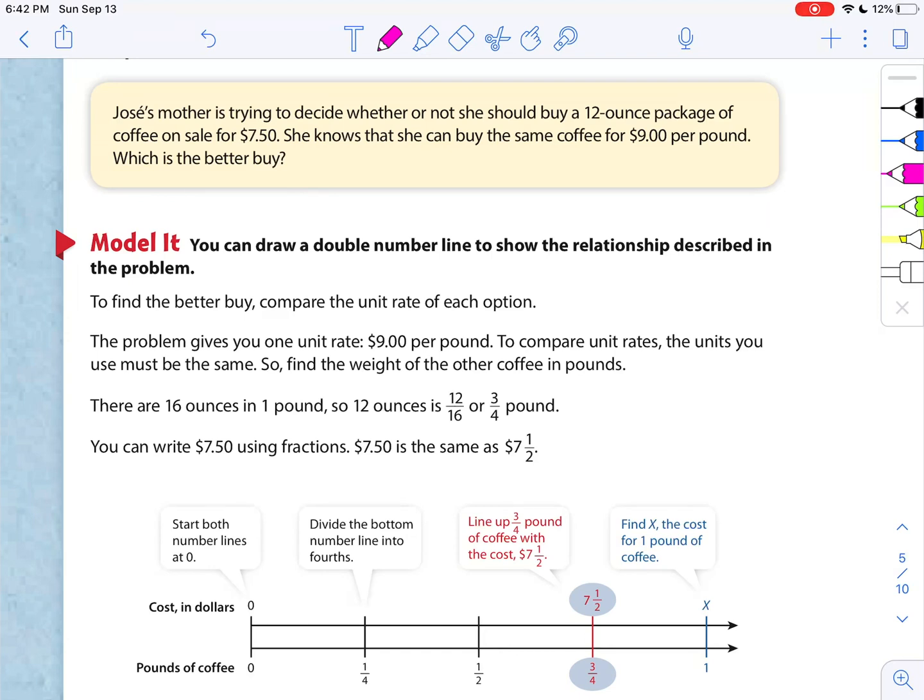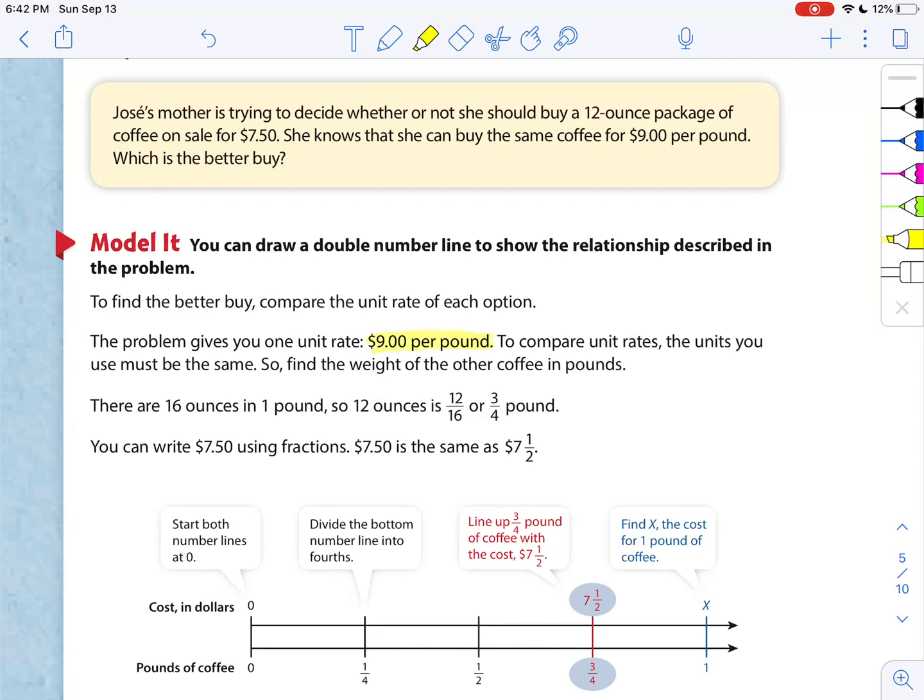So in this problem, she has two options. She can spend $7.50 for a 12-ounce package, or she can spend $9 per pound. The problem gives you one unit rate. So one of the unit rates is that she is spending $9 per pound. So for 1 pound, it's $9. We want to compare unit rates. The unit rates must be in the same unit, so find the weight of the other coffee in pounds.